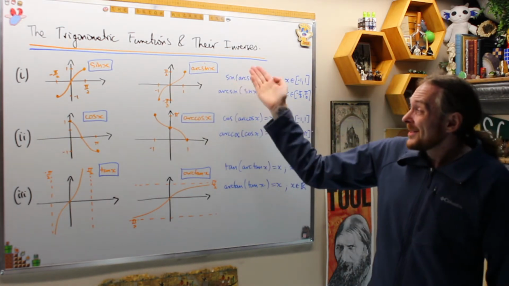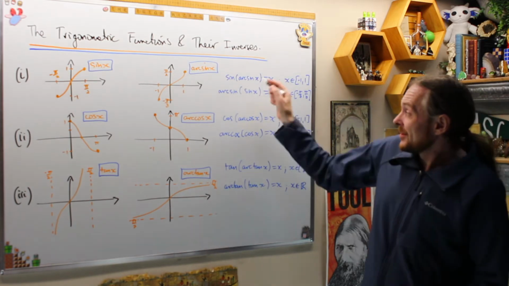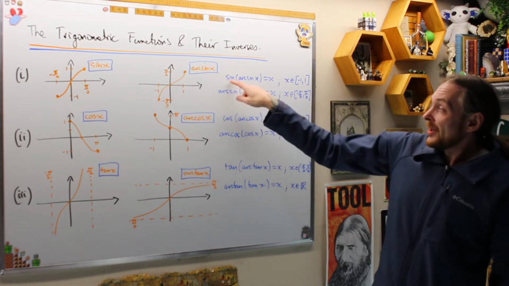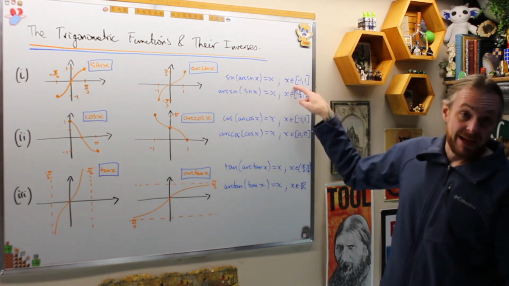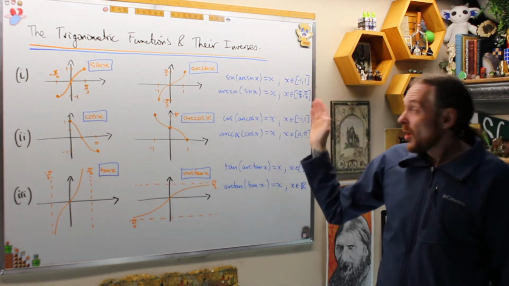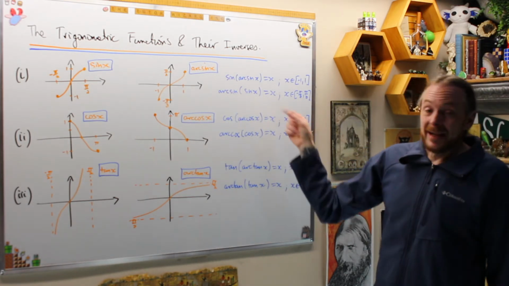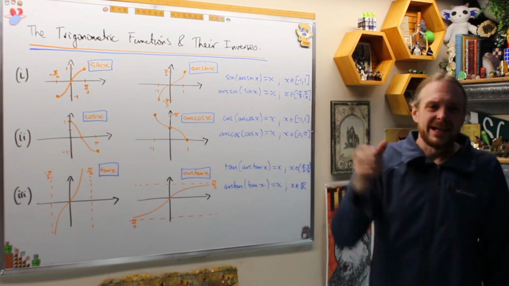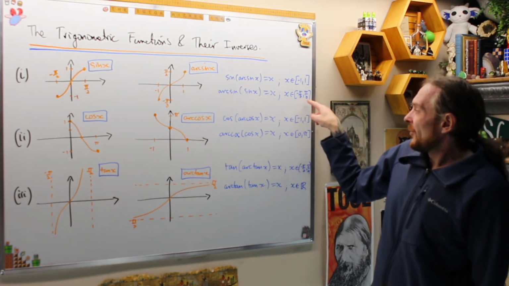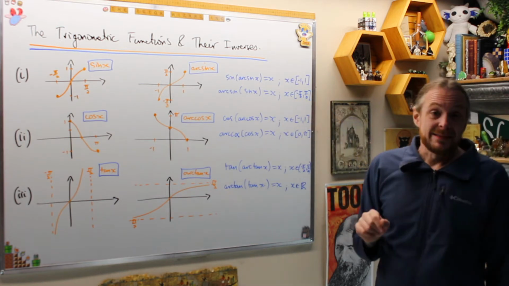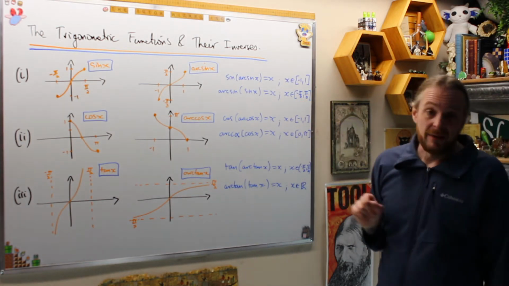You can only cancel sine and arcsine. Basically, you can cancel them if and only if, for sine of arcsine of x, x is in the range negative 1 to 1. If we're going to cancel arcsine and sine to just leave x, you have to be careful. I'll do an example in a second, but the x value has to be between negative pi over 2 and pi over 2.